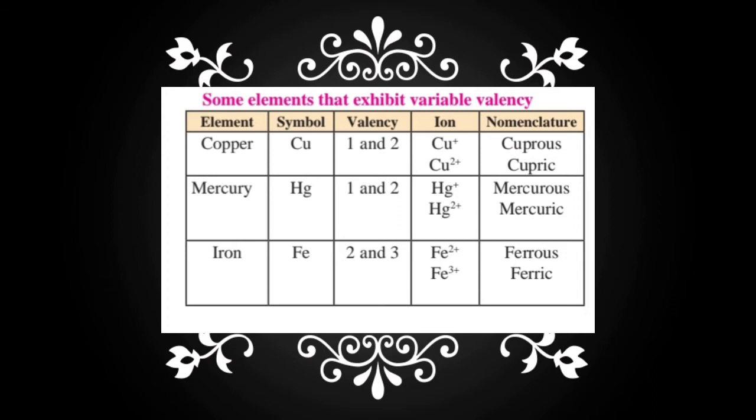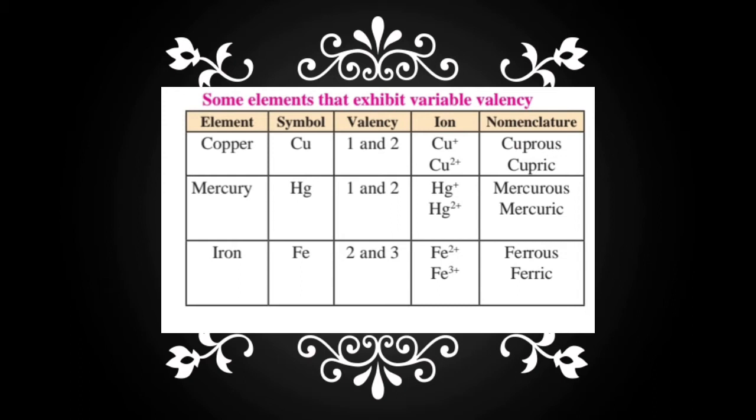Always remember, students, iron exhibits the variable valency 2 and 3. Therefore, iron forms two compounds with chlorine, that is FeCl2 and FeCl3. When FeCl2 is formed, ferrous chloride or ferrous sulfate is formed, and when FeCl3 is formed, ferric chloride or ferric sulfate will be formed, depending on the group which is attached and the number of atoms which are present.